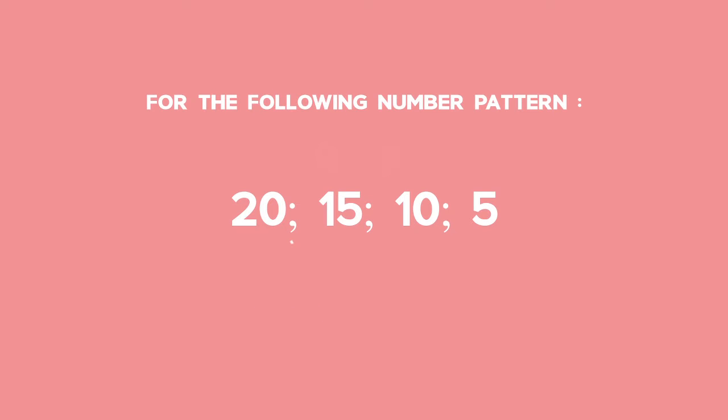To get from 20 to 15, we see that what is needed is to subtract 5. To get from 15 to 10, we subtract 5. To get from 10 to 5, we subtract 5. We can tell that this is a linear number pattern because there is a constant difference between the consecutive terms. Each number in this pattern, 20, 15, 10, and 5, is called a term.